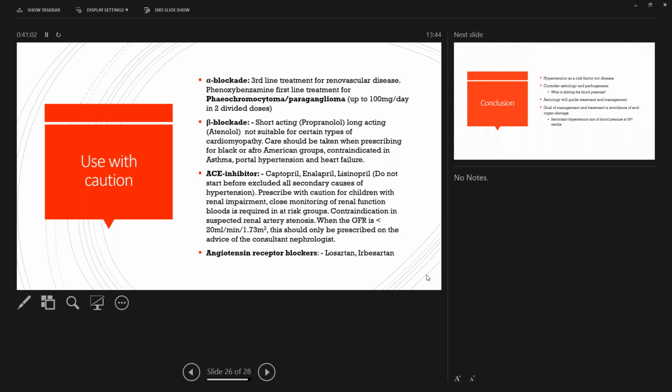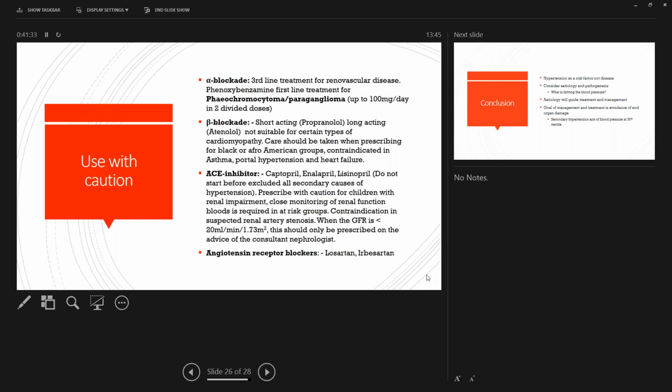They aren't suitable for certain types of cardiomyopathy though, so if you have a patient present with hypertension that's had an echo done, which may show some elements of cardiomyopathy, caution should be used if you're going to consider starting one of these medications. Care should also be taken when prescribing these for Black Afro-Caribbean, Afro-American groups. And again, they're contraindicated in asthma, portal hypertension and heart failure.